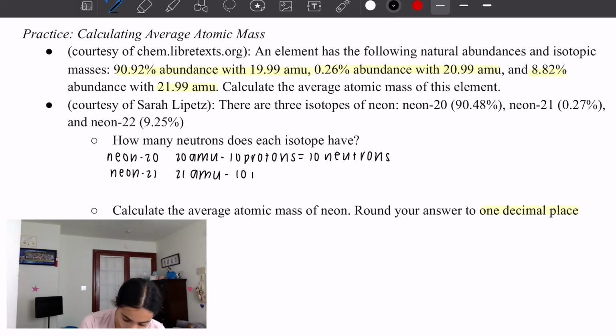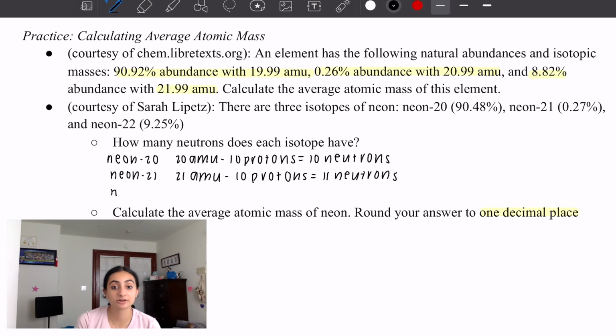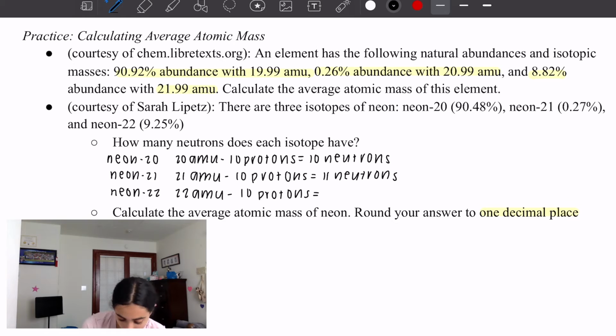We have 11 neutrons. And remember, isotopes have different numbers of neutrons, and this makes sense because our different isotopes of neon have different numbers of neutrons. Now we have neon 22. So 22 atomic mass units minus 10 protons is 12 neutrons. Now we have the neutrons. So we have solved the first part of this problem.